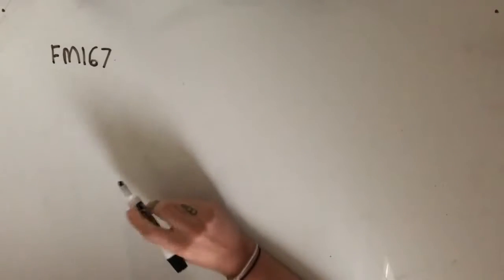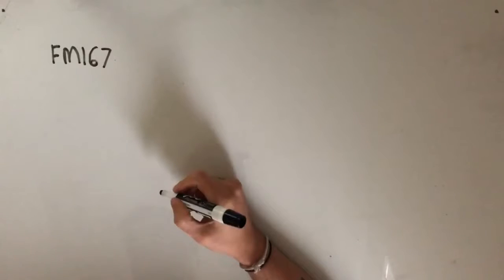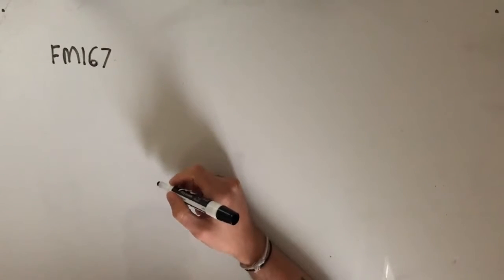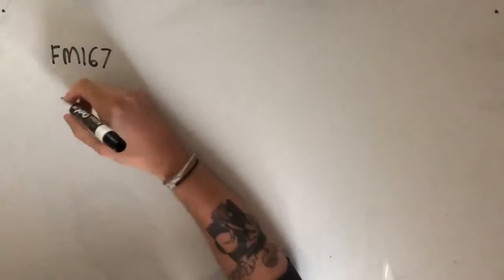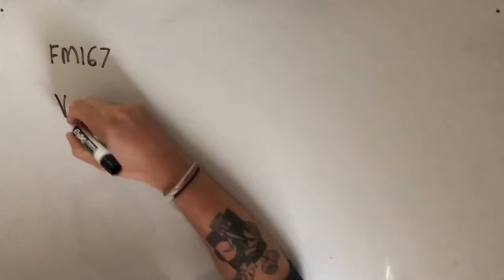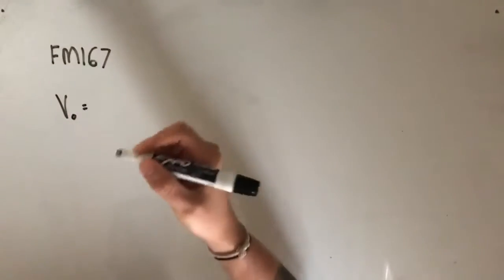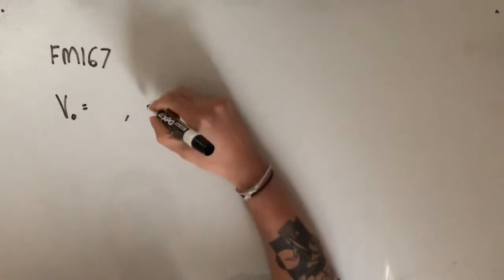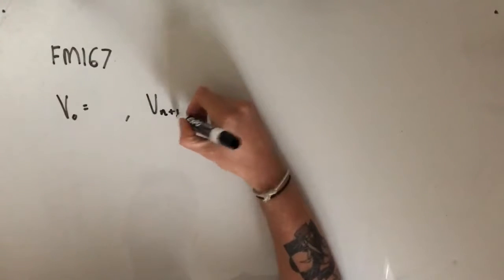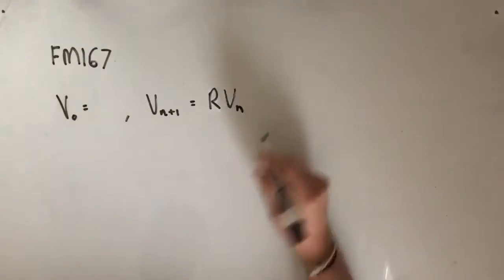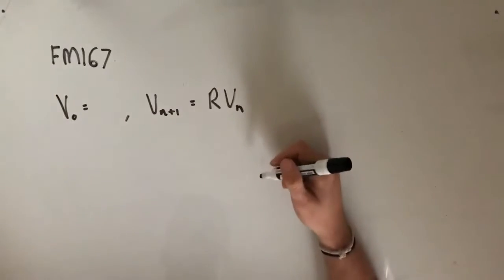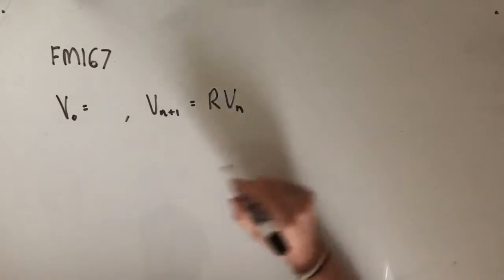Now, first of all, we're looking at a geometric sequence, and we're going to use a recurrence relation to help us frame out what a geometric sequence like this could look like. So if we have V0 equals something, where Vn+1 equals R times Vn, that's our skeleton for a geometric recurrence relation. So let's give it some values.